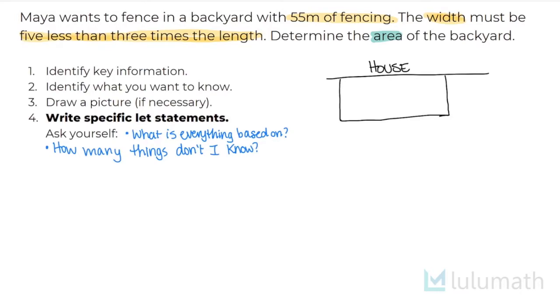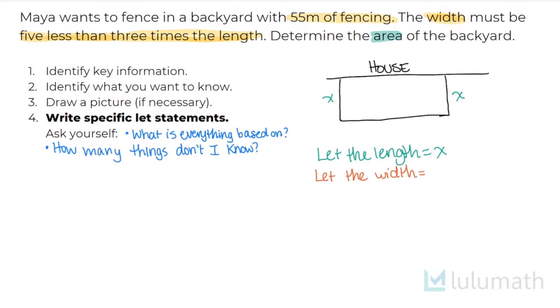At this point, I'm going to ask myself, how many things don't I know? I don't know the length and I don't know the width. But what is everything based on? It tells us the width must be 5 less than 3 times the length, which means I have to know the length first before I can even find the width. So I'm going to write 2 let statements because I don't know 2 things. My first one is based on the length because I need the length first. If I don't know the length, I'll just call it x, and I'm going to label that in my picture. So this is the length and this is the length. Those are x's.